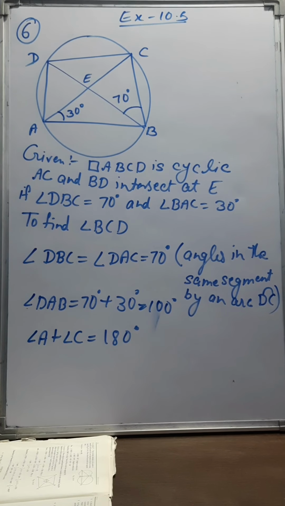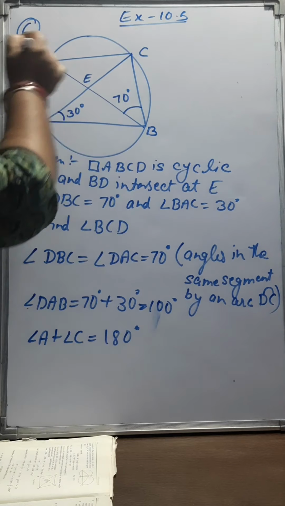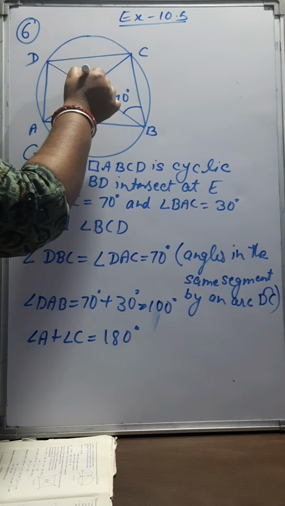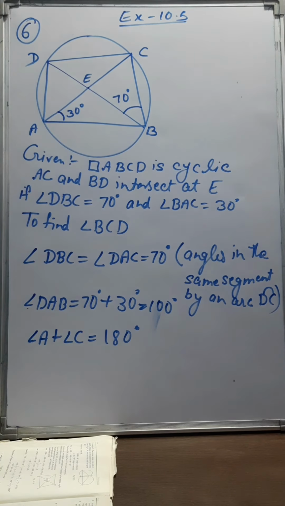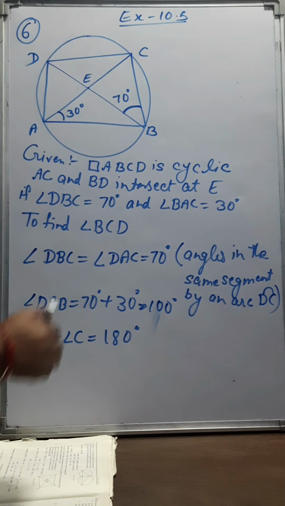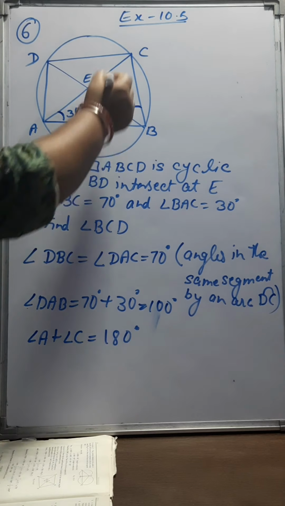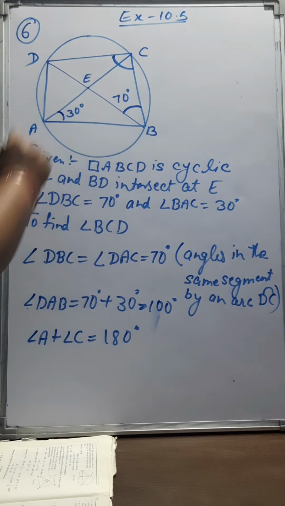Now we will discuss question number 6, which says the diagram is not given, so you have to draw it yourself. Here I have made it for you. ABCD is a cyclic quadrilateral whose diagonals intersect at point E. Also it is given that angle DBC is 70 degrees and angle BAC is 30 degrees. We have to find angle BCD. This angle we have to calculate.